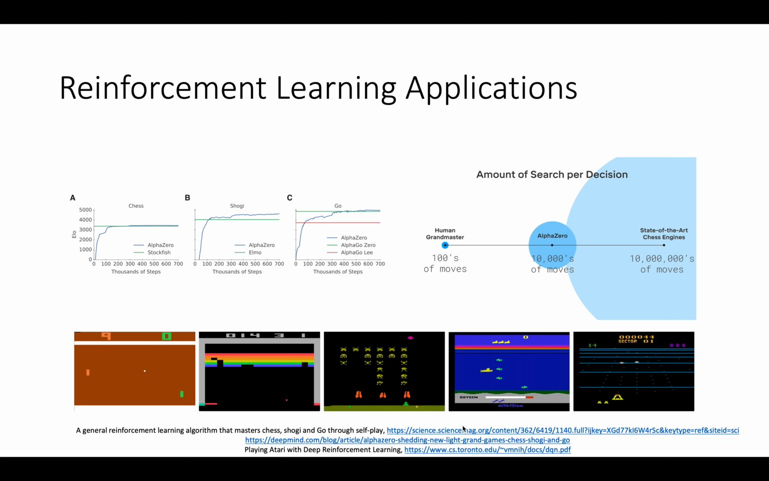Personally, my favorite example is AlphaZero and its ability to quickly master board games such as chess. What's notable is that it searches far fewer positions than the previous best chess engines such as Stockfish, but it's much better. Google has also had success in using reinforcement learning to teach agents to play Atari games.